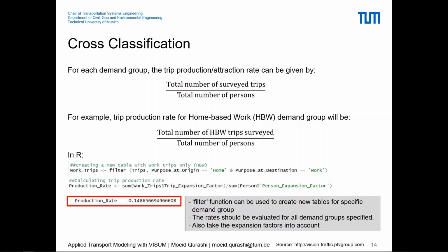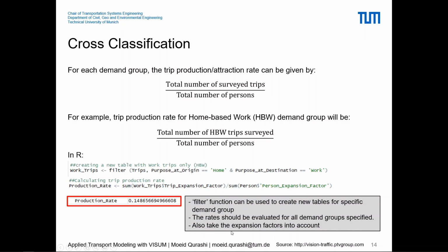And in R, we already use the filter function that we are describing here. The filter function can be used to create new tables for specific demand groups. We have created a table for home-based work trips, and then the rates can be evaluated similarly for all different demand groups. Also, the trip expansion factor is required to be taken into account. This is something that is rather important.